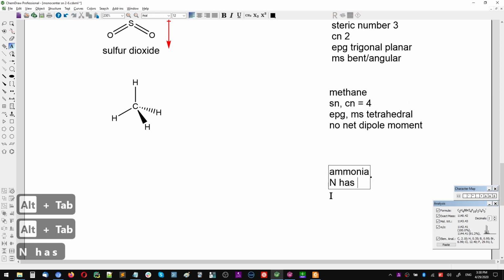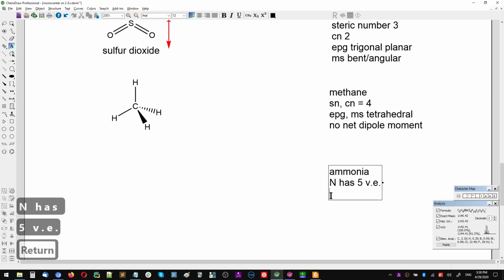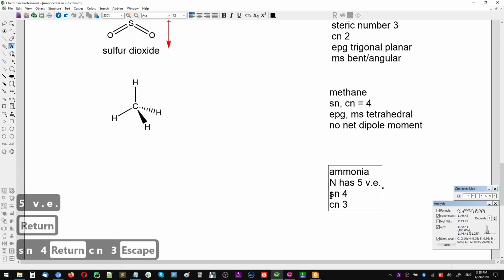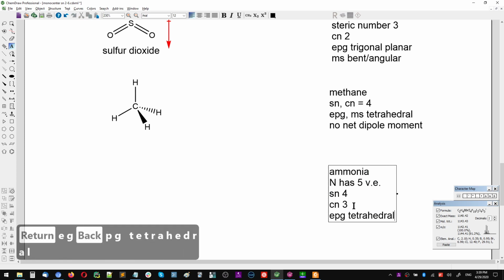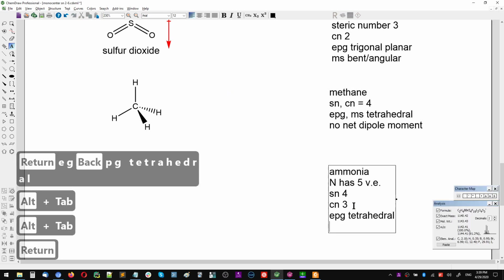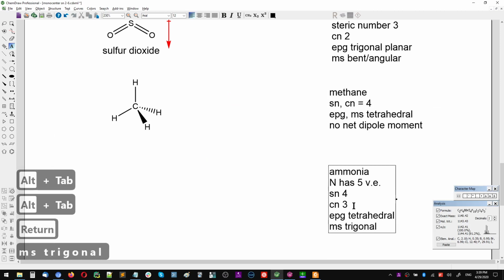Nitrogen has 5 valence electrons, 3 of them are taken, so that's a steric number of 4. Coordination number is 3. So we have an electron pair geometry of tetrahedral. Okay, and the molecular shape will be trigonal planar.